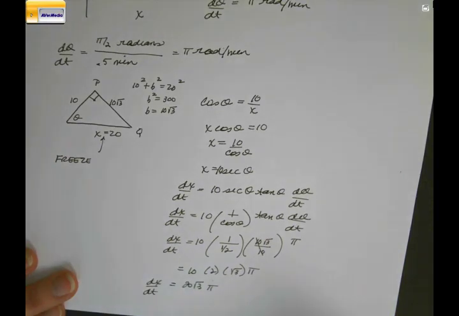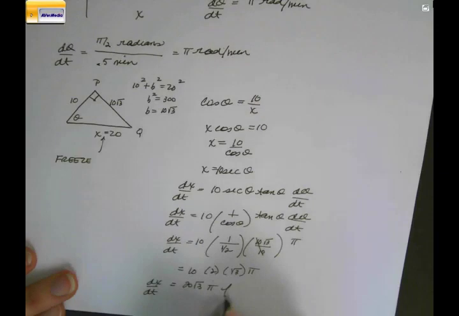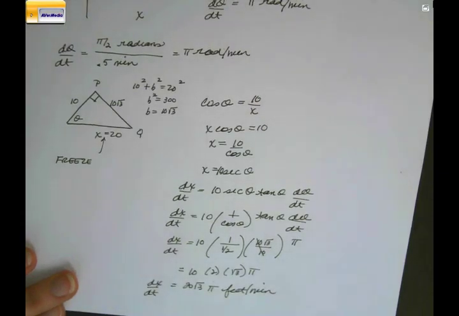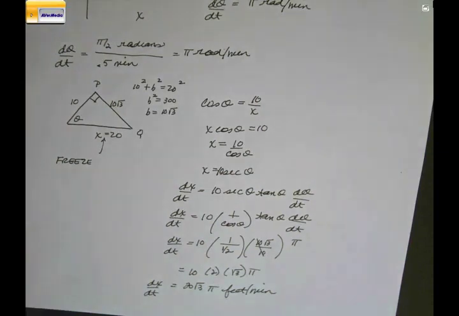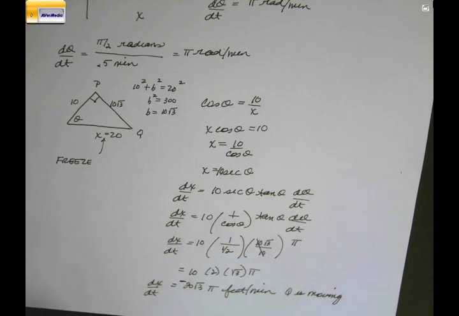What's the unit here? This is how quickly Q is moving toward the origin. Feet per, we changed everything to minutes, okay? So if it was radians per minute, this will be feet per minute. That's how quickly Q is moving. And it should be negative, right? We need to make it negative because the distance is decreasing.